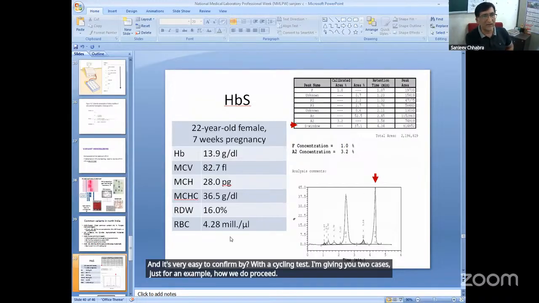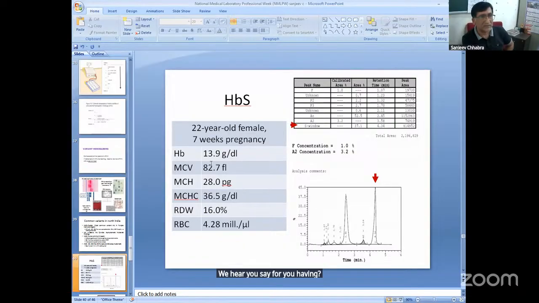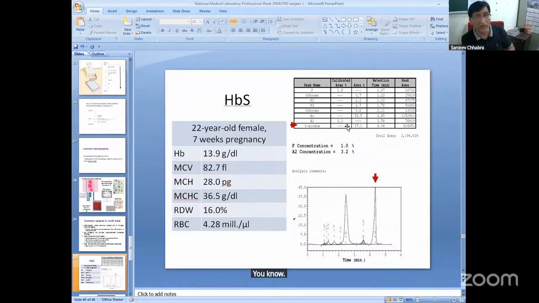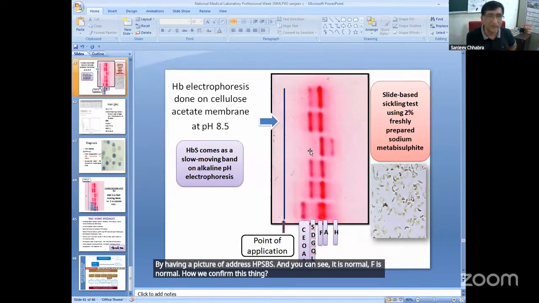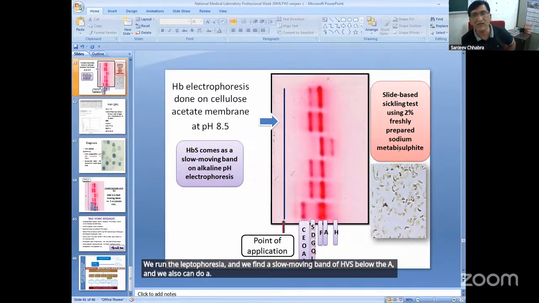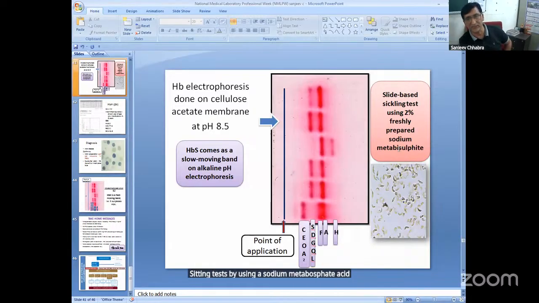Here you see a hemogram, Hb 10.9, MCV, you see these are normal. HbA you find these are normal, but on HPLC what I found: HbA 62.5, that's normal, and S window 37.1%. So it is a picture of heterozygous HbS, and you can see HbA2 is normal, F is normal. How do we confirm this? We run the electrophoresis and we find a slow moving band of HbS below the A, and we can also do a sickling test by using sodium metabisulphite as a reducing agent.